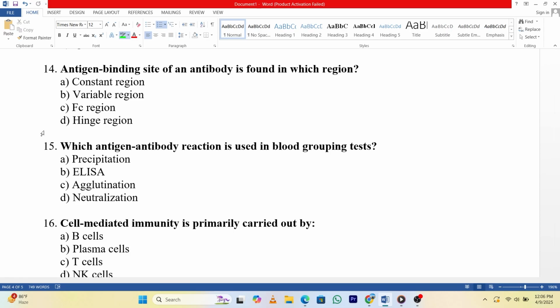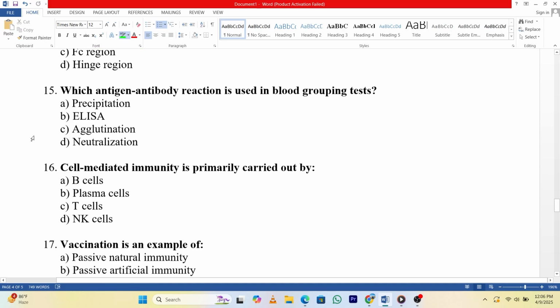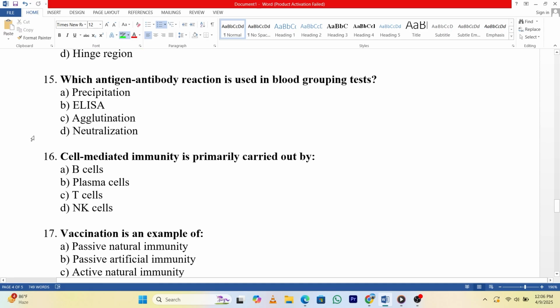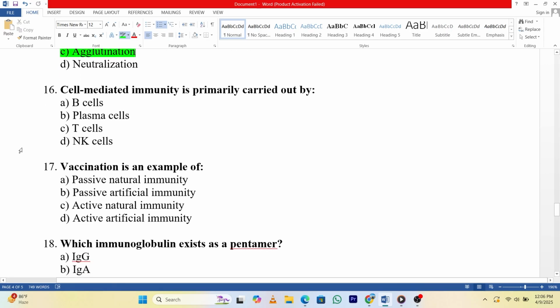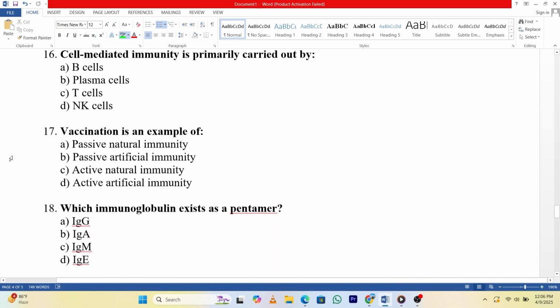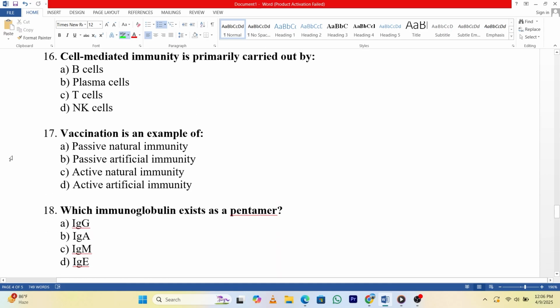Answer B. 15. Which antigen-antibody reaction is used in blood grouping tests? A. Precipitation. B. ELISA. C. Agglutination. D. Neutralization. Answer C. 16. Cell-mediated immunity is primarily carried out by: A. B cells. B. Plasma cells. C. T cells. D. NK cells. Answer C. T cells.